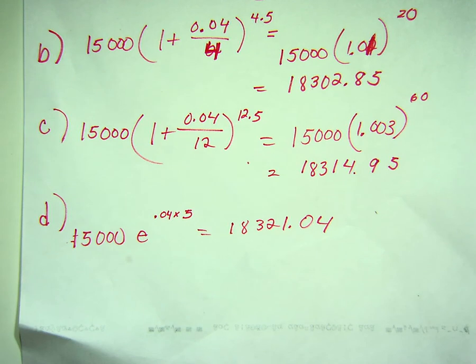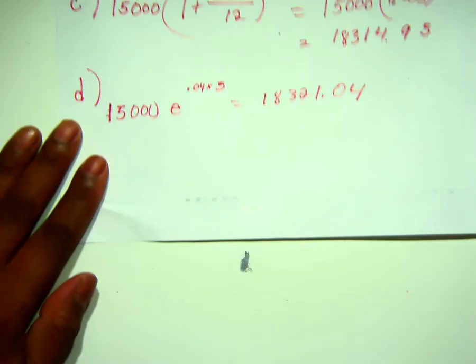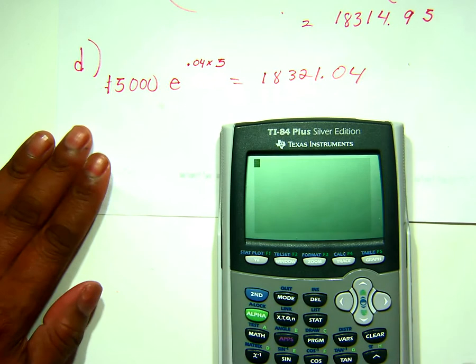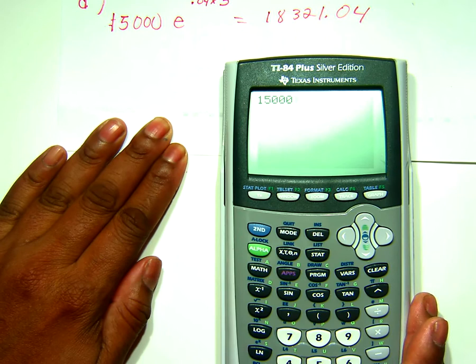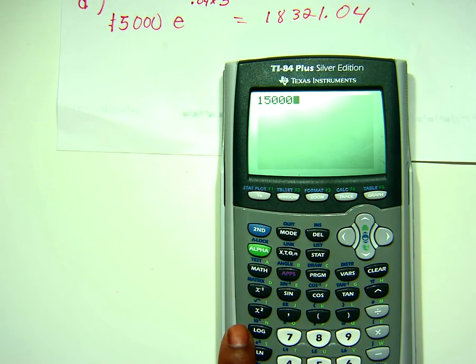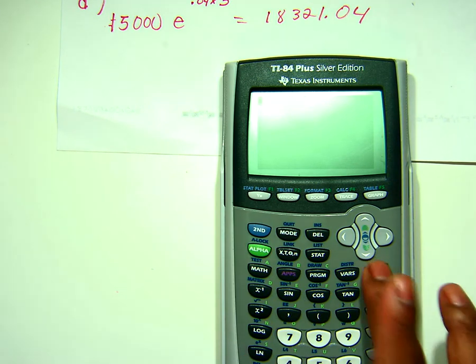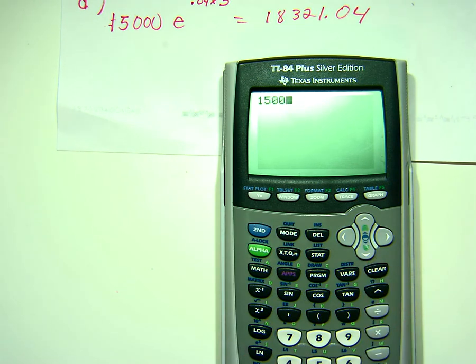So to put it in your calculator, as is, you're going to put in your 15,000 over here on your left-hand side. So you probably can't see it right there. You're going to hit your second key and then your natural log, which is LN. So let me do that again. 15,000, second key, and LN, which is your natural log.